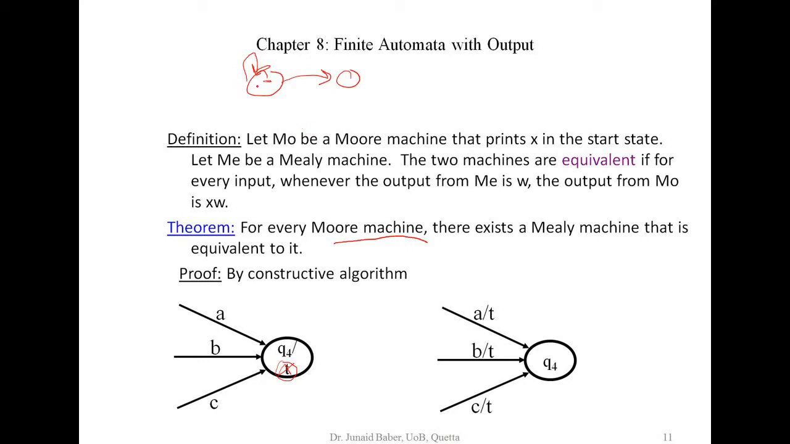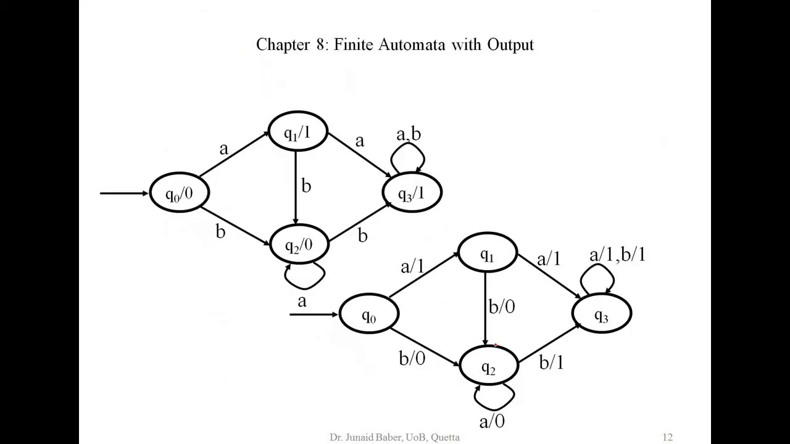So when you are converting from Moore to Mealy machine, you only have to take care of incoming edges. You don't have to worry about outgoing edges. For example, there could be a case where it is going to so many other states, but you don't have to worry about those. Only take care of incoming edges. So all the incoming edges will be labeled with the output of the state, and the output at the state will be removed.